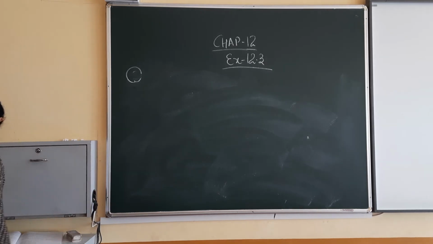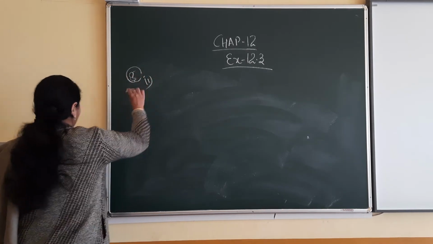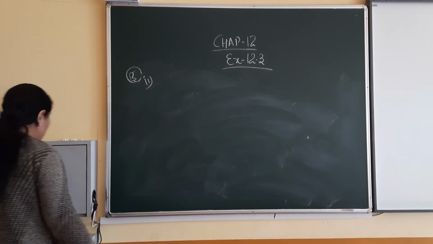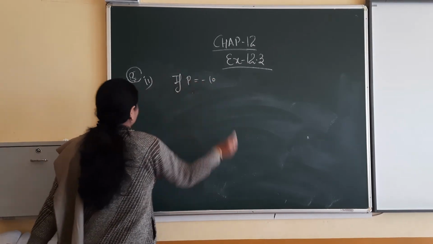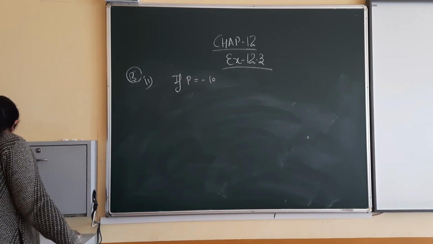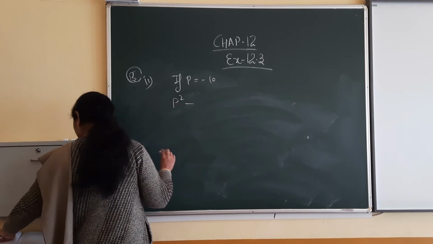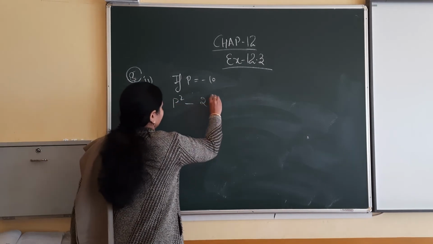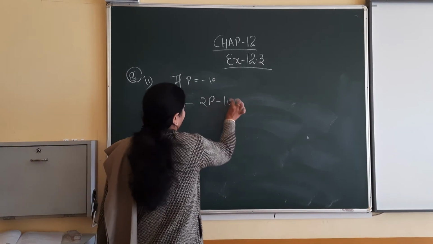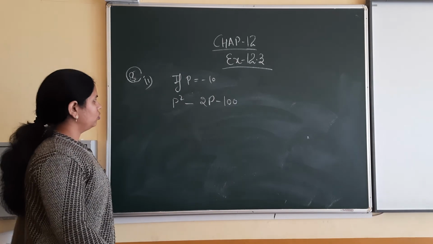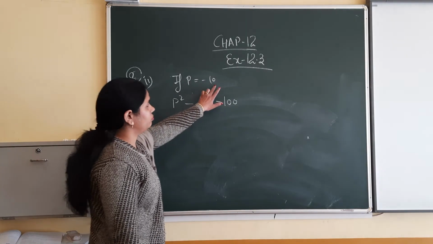Question number 8, I am taking here the second part. So in the second part, if p is equal to minus 10, the value of p is given as minus 10, then find the value of the expression p square minus 2p minus 100. So we have this expression already in simplified form. We have to find out what is the value of this expression at this value of p.